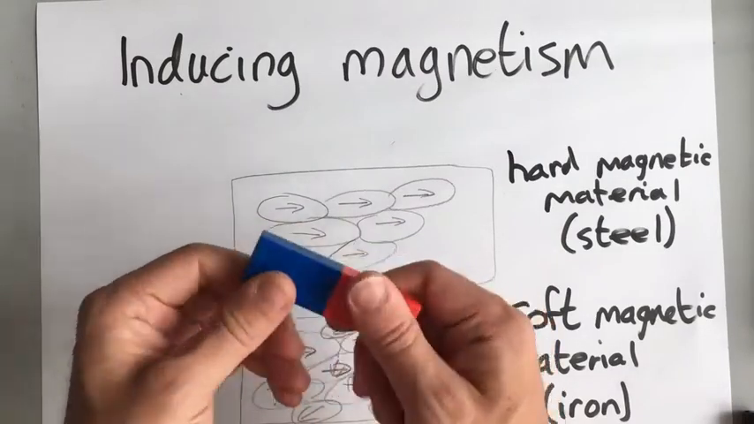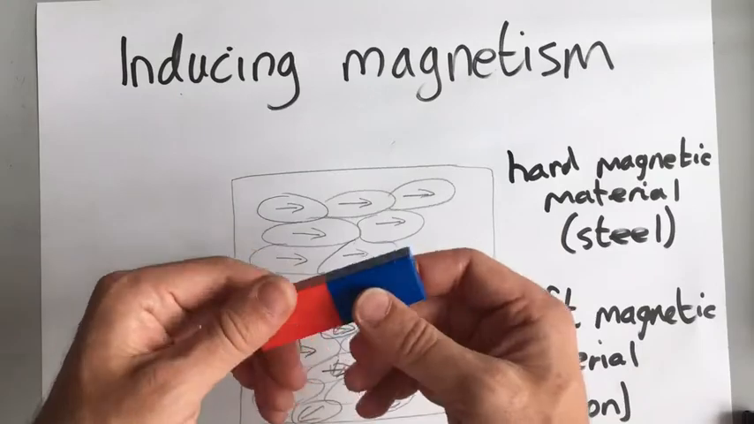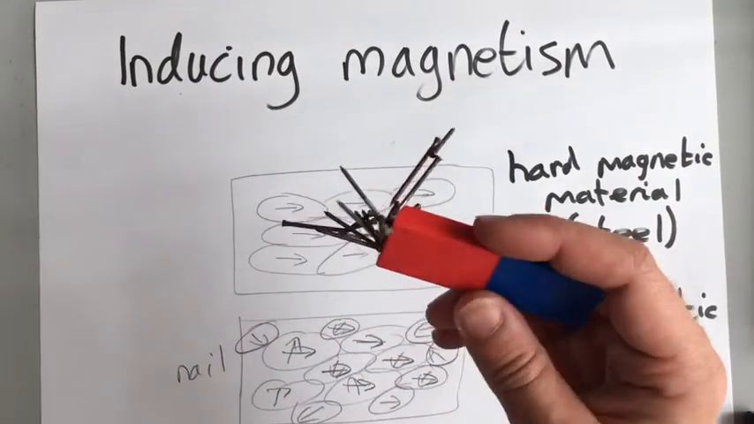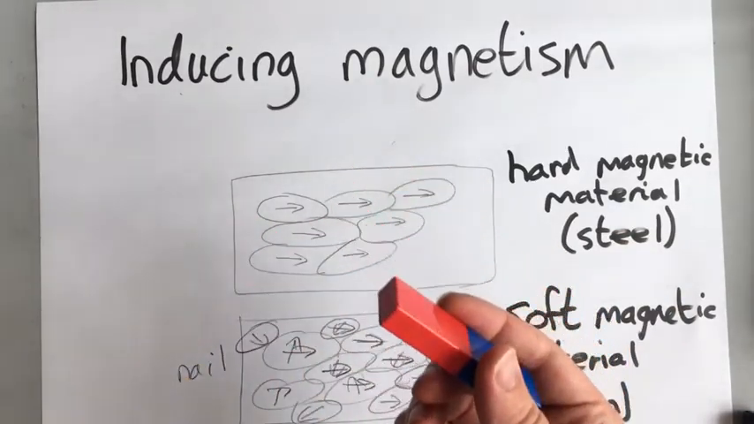It's difficult to turn into a magnet, but once it is a magnet, it's very hard to make it stop being a magnet. You can't just move it away from the magnetic field. It stays as a magnet.